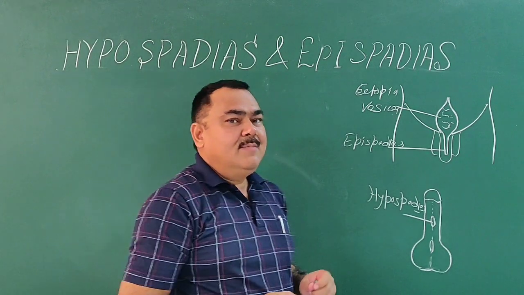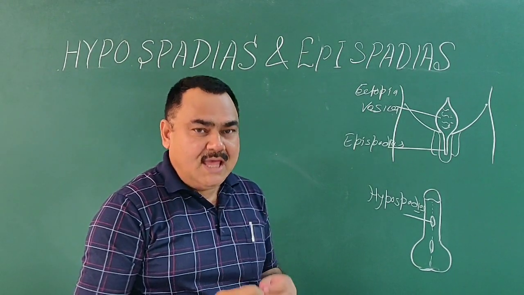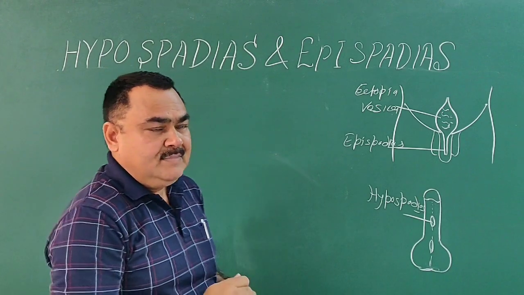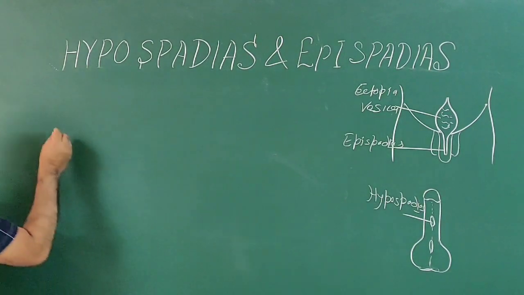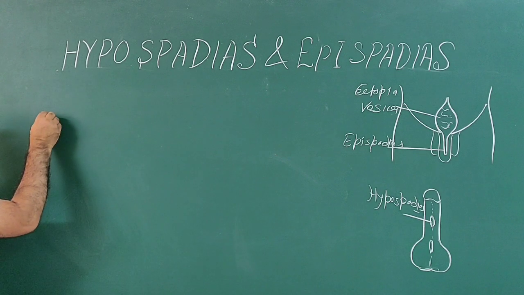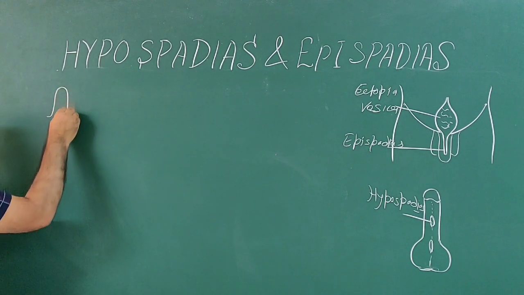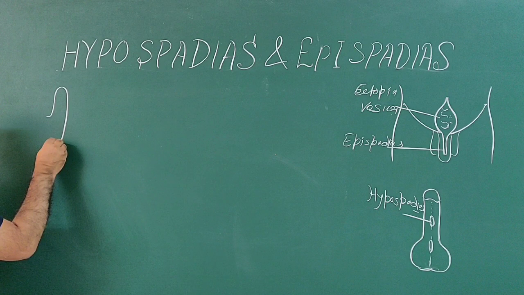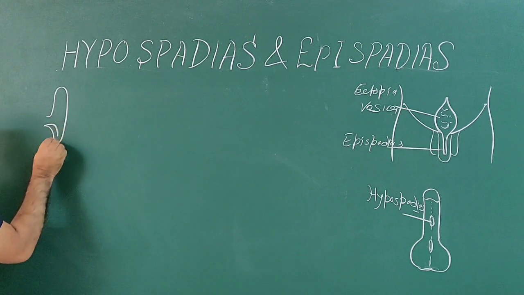We will discuss the development of male external genitalia. Here you can see this is a developing embryo. This is foregut, midgut, hindgut. This is allantois. Here is cloaca.